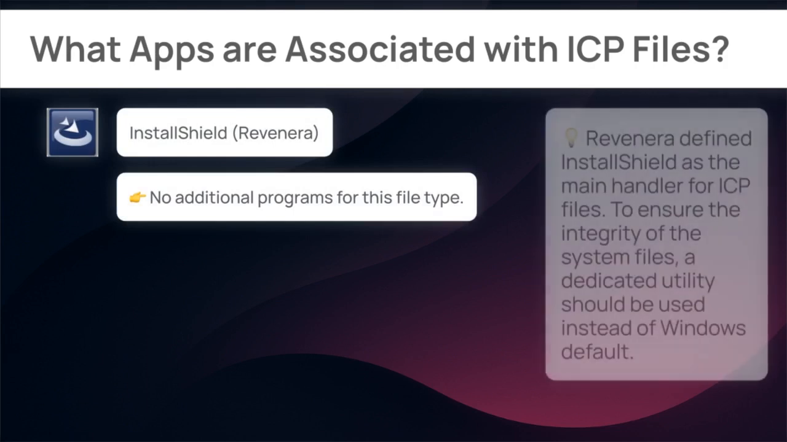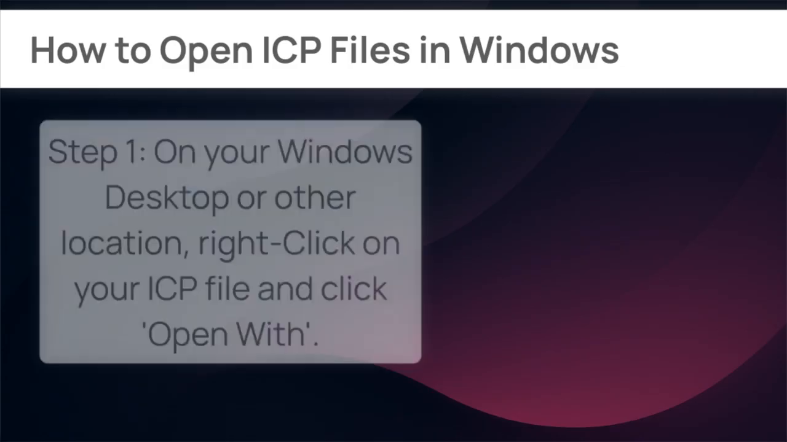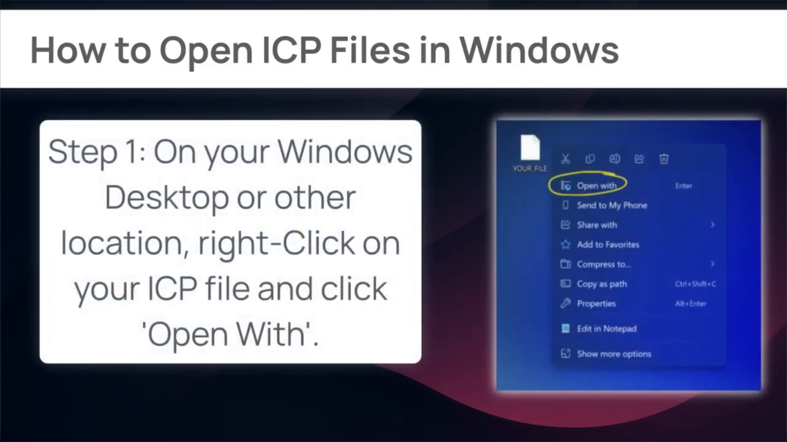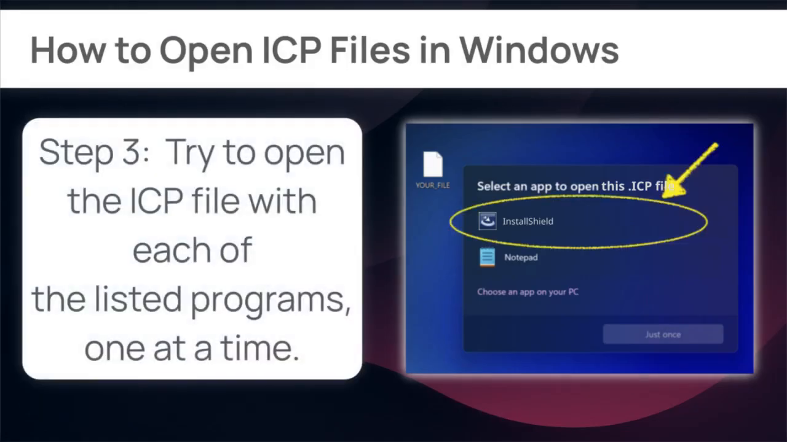Windows might mistakenly flag the file as corrupt without specialized context. Windows may show the code, but executing it requires the matching scripting tool. The solution usually starts here. Right-click the ICP file and select Open With. Try InstallShield as your first attempt. If you don't see it, choose another application. Keep testing until the file cooperates.